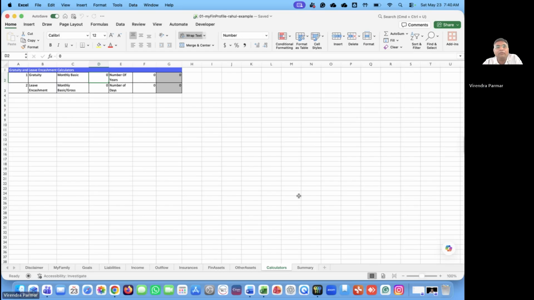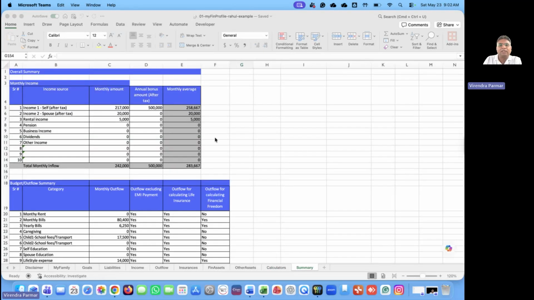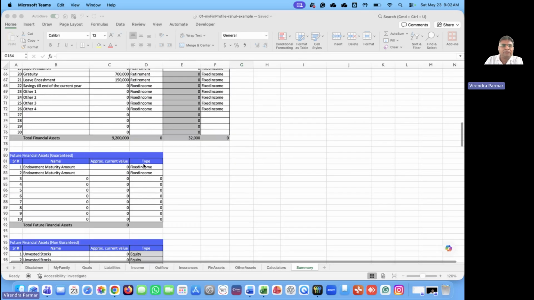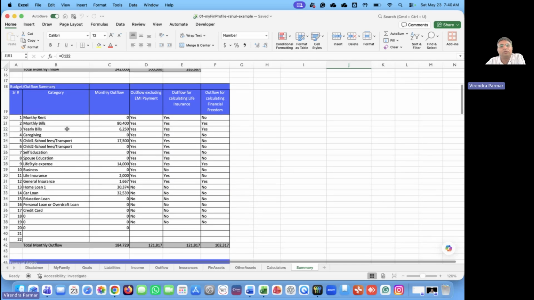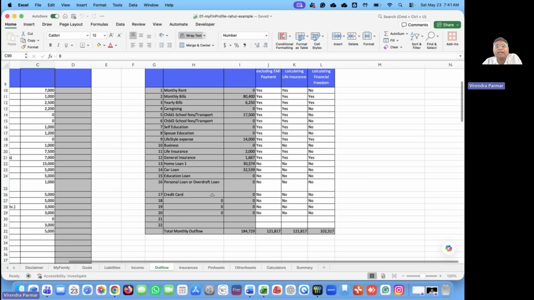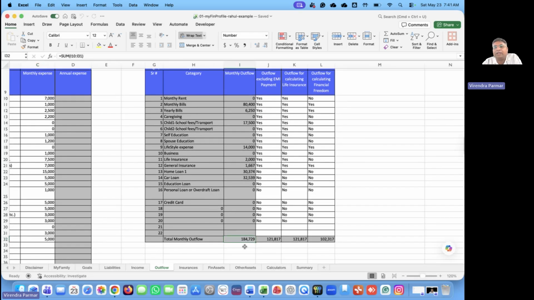Okay. If you have completed all the previous sections, let's move on to the summary section. This is a section where all your data come together, and you will see that most of the top part is a copy paste of the previous data. Budget and outflow. Over here, I forgot to explain it, but I'll do it right now. In the outflow section, you will see expenses categorized, like monthly outflow, which is 184, right? But Rahul is paying around 62,000 of EMI. So if I remove EMI, his outflow is 121.